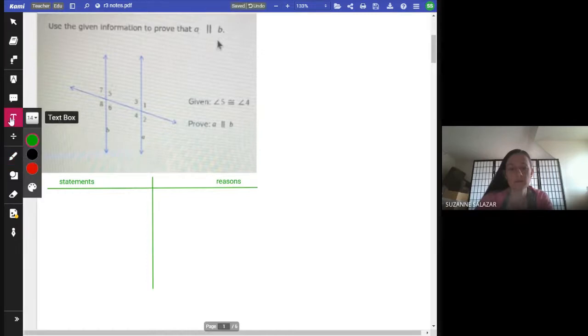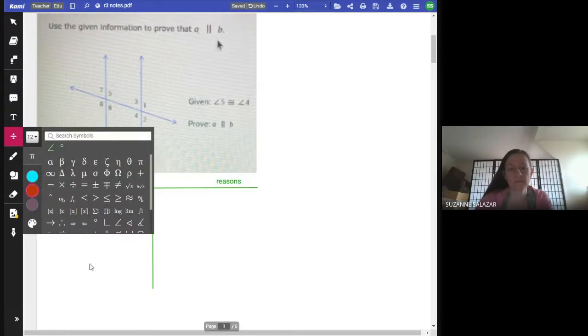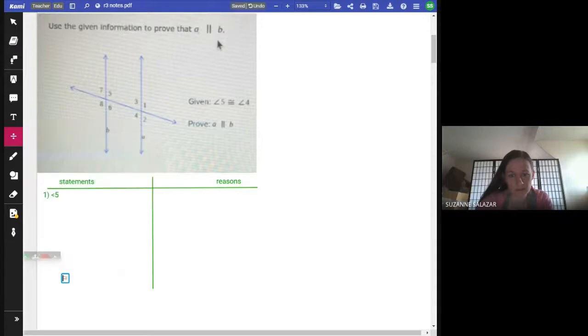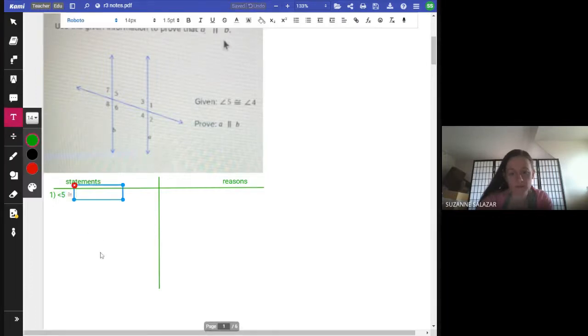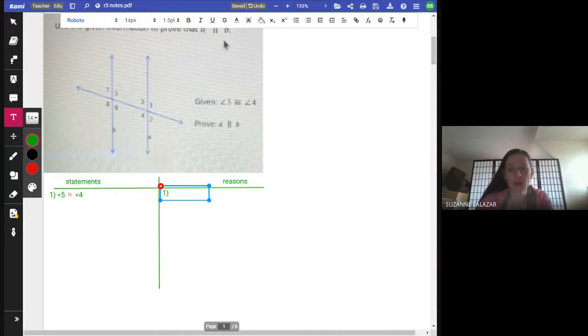So statement 1 is going to be angle 5 is congruent to angle 4. That's true because it's our given information.